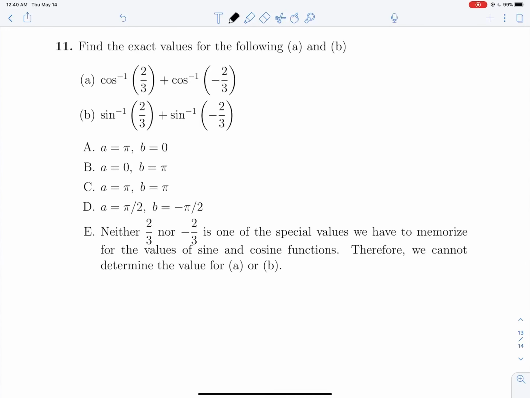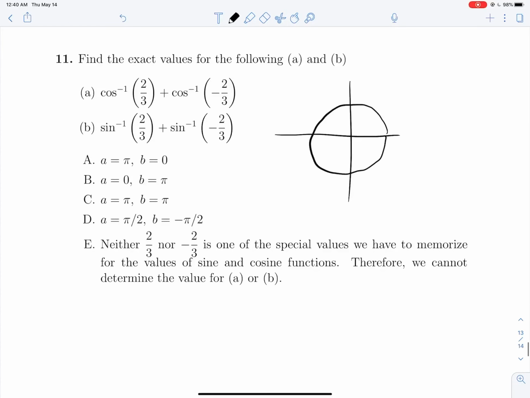Let's find the exact values for the following A and B. While you may be tempted to just pick E because 2/3 and -2/3 aren't values that we've had to memorize off of the unit circle, we can still deal with this. We're finding the inverse cosine of 2/3.